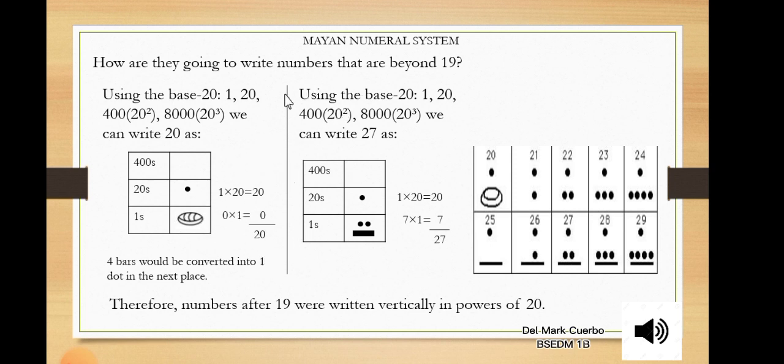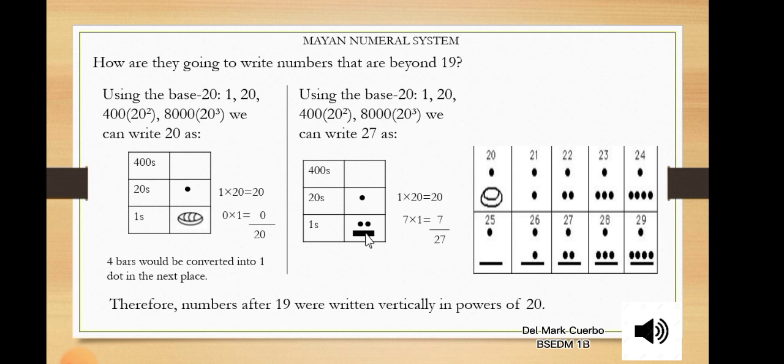Another example. Using the base 20 again, we can write 27 as a dot in the 20's place and a bar with 2 dots in the 1's place. So 1 times its position, in the 20's place, 1 times 20 is equal to 20.